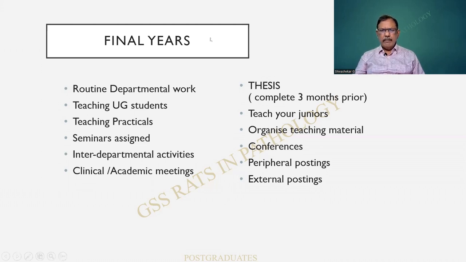And thesis has to be completed. My idea will be at least 3 months prior to the deadline offered by your institute. Teach your juniors, not only the subject part of it, but then the technicalities. Organize your teaching material, conferences, peripheral postings, external postings. This will be continuing again in the final years also.